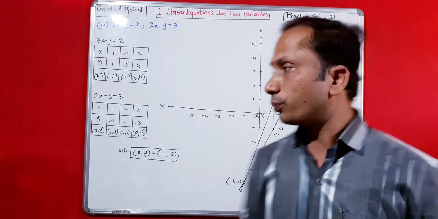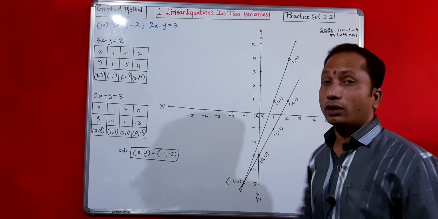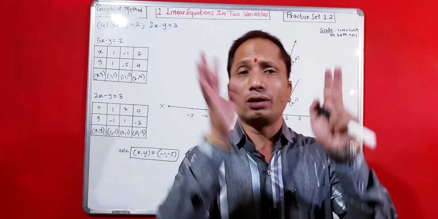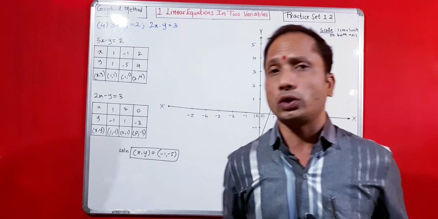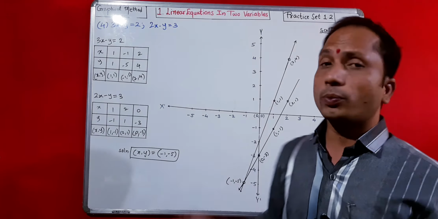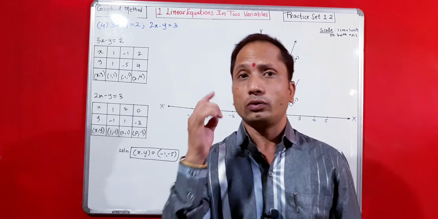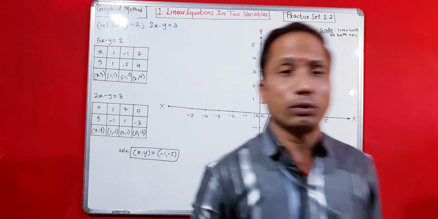This is the fourth problem. Please check this problem very carefully, and this is very easy. Actually, on the graph paper it is very easy to draw. So this is the fourth problem, and now we are going to solve the fifth problem.